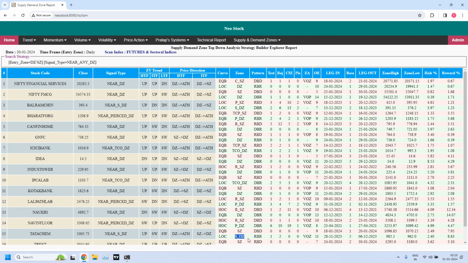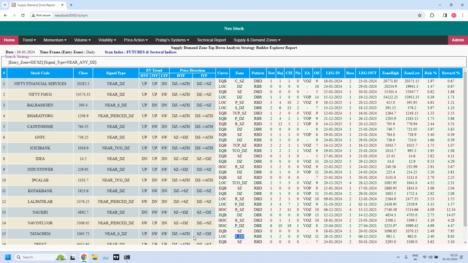You need to look for a fresh 15 minutes or 5 minute zone inside the 75, and that should be inside this daily zone. So you know the technique. And RR is also very good for this stock, and low on the curve, but not a bullish trade setup. The reason is the trend is sideways.